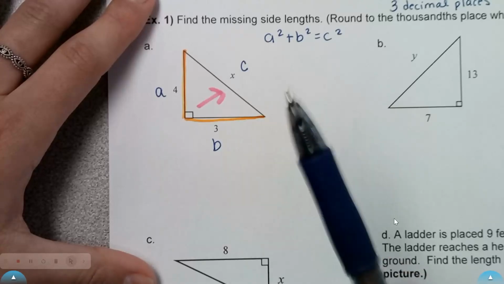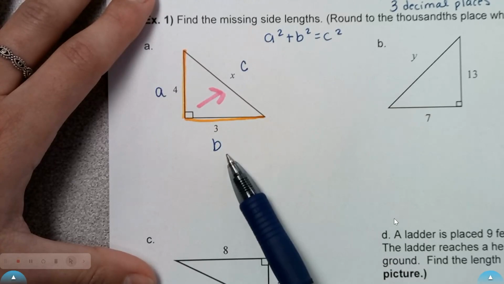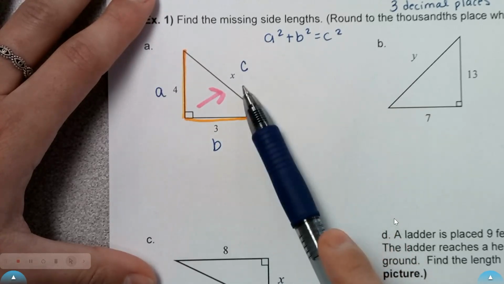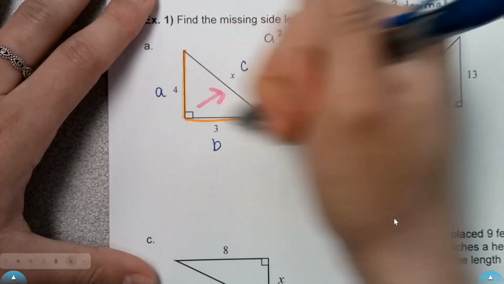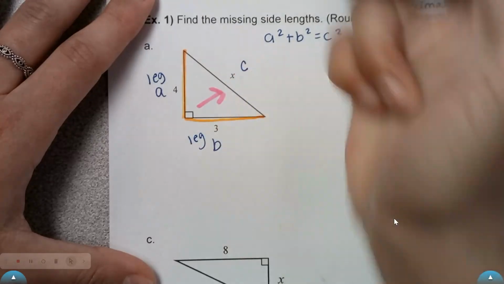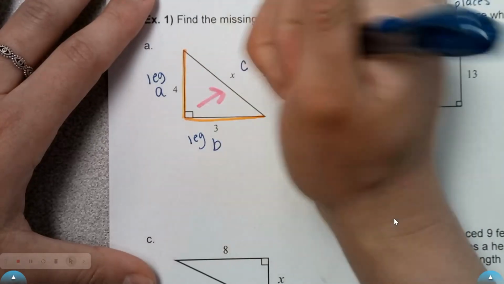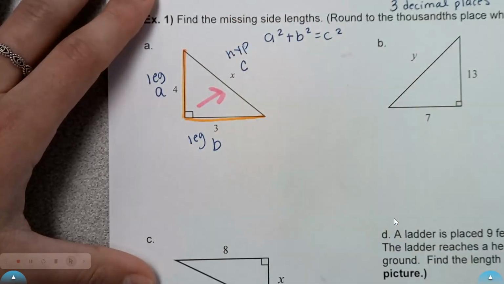So as I'm looking at my triangle, I see that I have numbers for A and for B. The only letter that I don't have a number for is my C technically, right? And there's an X in its place. So I'm going to solve for X. Okay, my 4 and my 3, those are legs. So this is a leg and this is a leg. C, since it's directly across my 90 degrees, is my hypotenuse.